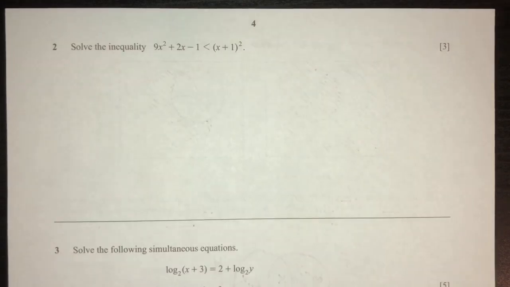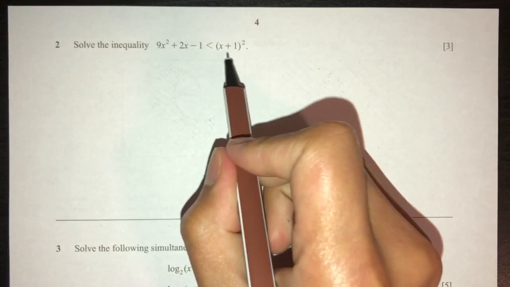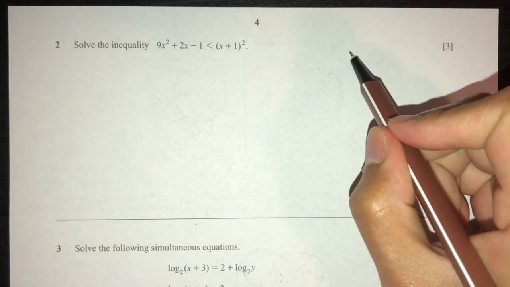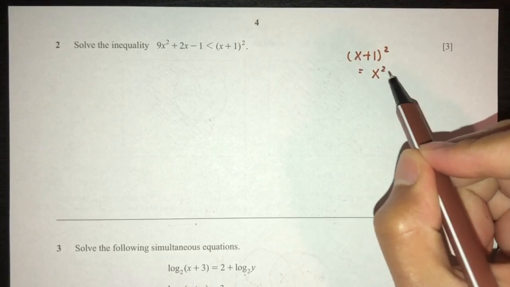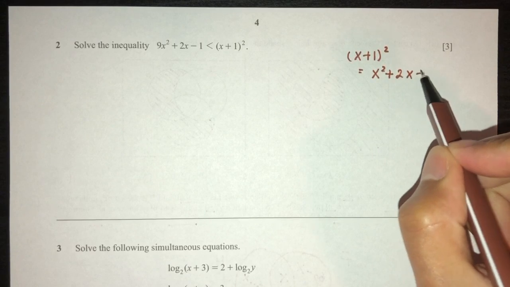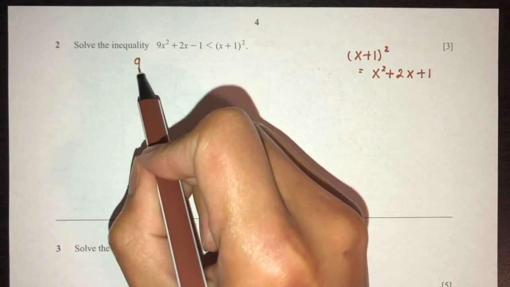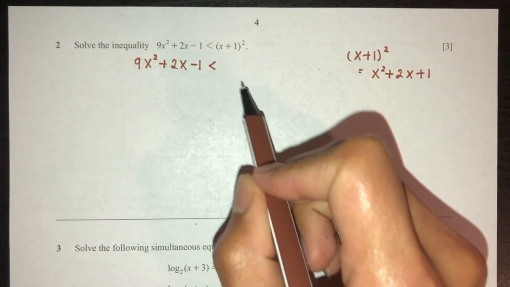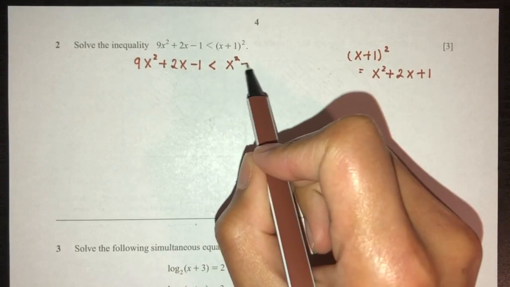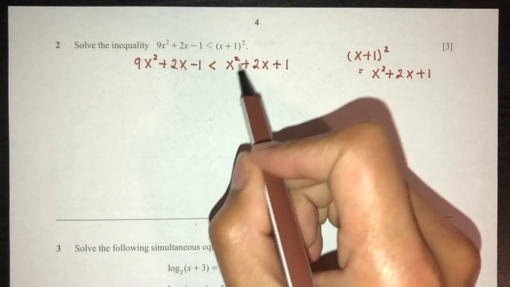Let's move on to your question number 2. So we have to solve this inequality. As always, first thing we have to do is expand. We have x plus 1 squared. This will be x squared plus 2x plus 1. Now let's bring this here. You will have on one side 9x squared plus 2x minus 1 less than x squared plus 2x plus 1. Now we have to bring this on this side.